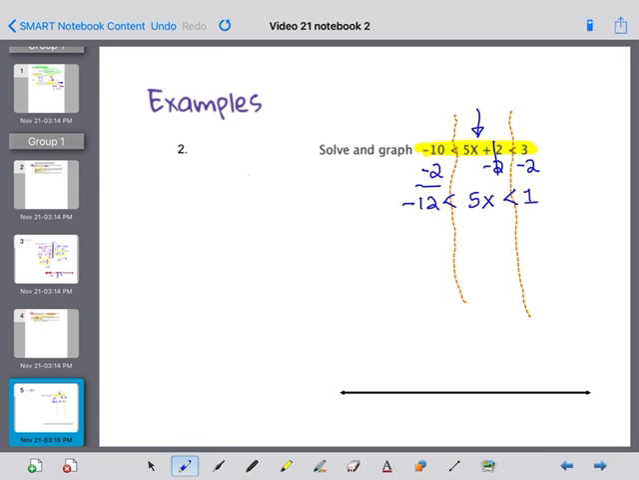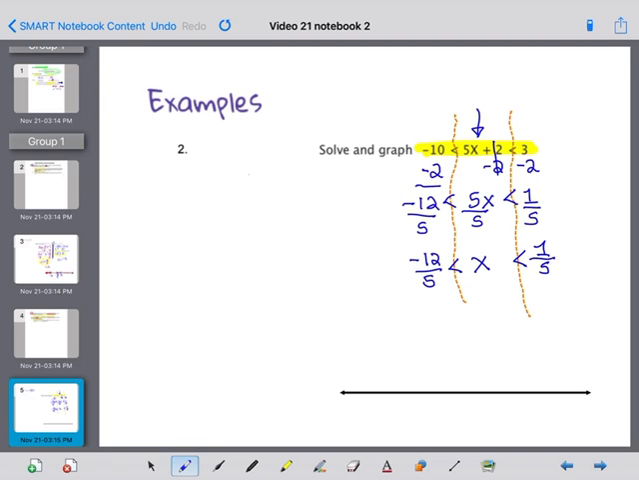Okay, next, to get the x alone, we'll divide everything by 5. 3 times, we're going to divide by 5. Check if you want. -12 divided by 5 is just -12 fifths, is less than x, is less than 1/5.